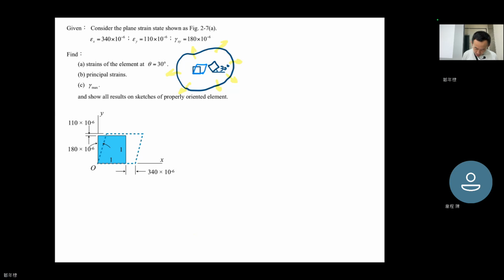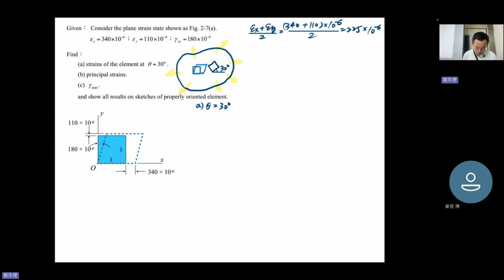Okay, so theta equal to 30 degrees. All right, before we do that, it's good to have the average prepared. So it's 340 plus 110 times 10 to the minus 6 divided by 2, 225 times 10 to the minus 6.